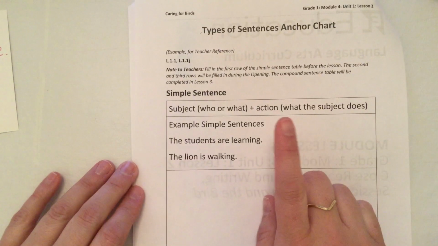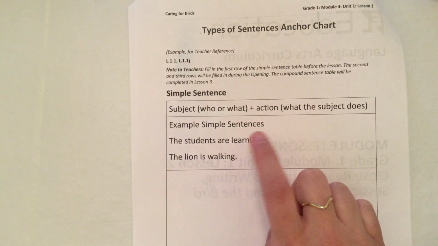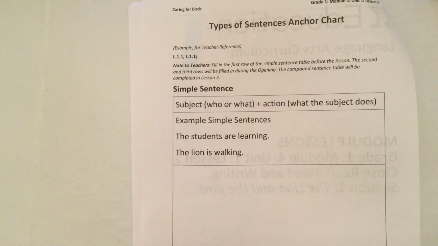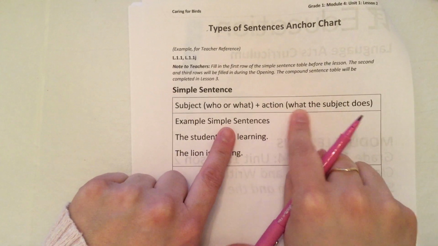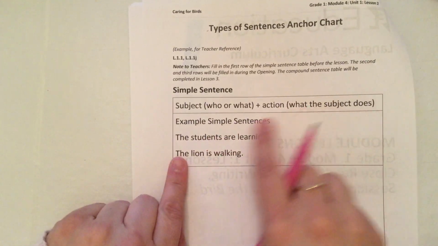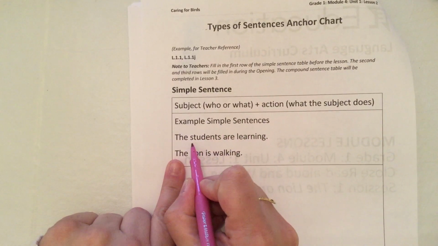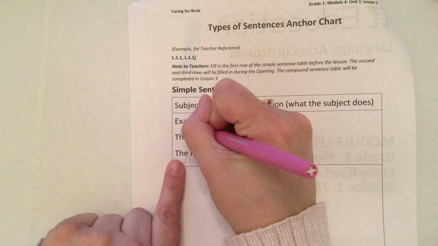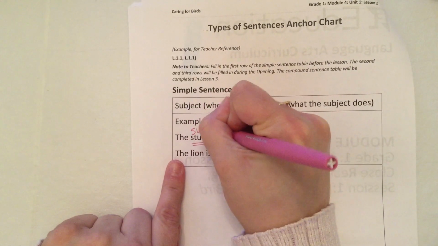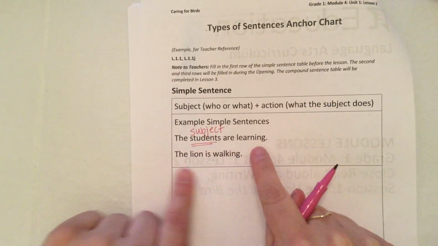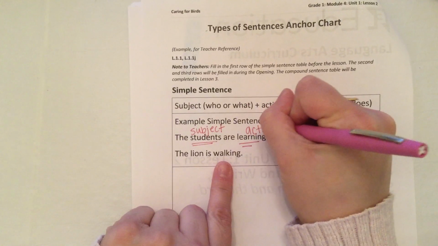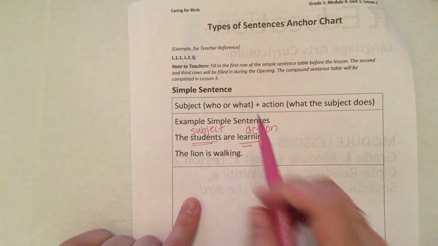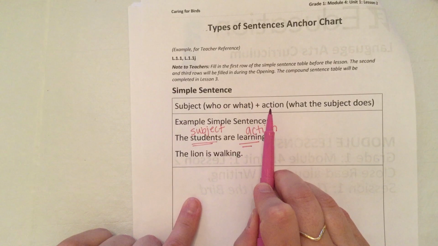Okay, so before we talk about a compound sentence, we're first going to talk about a simple sentence. A simple sentence has a who or a what and then their action. What does that who or what do? So for example, the who is the students. This is the subject. The students are learning. Learning is the action. Okay, so a simple sentence has the subject and the action.